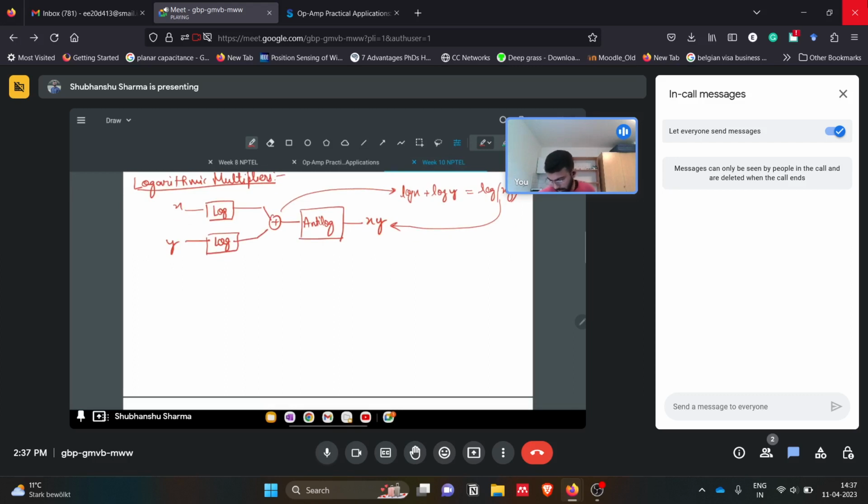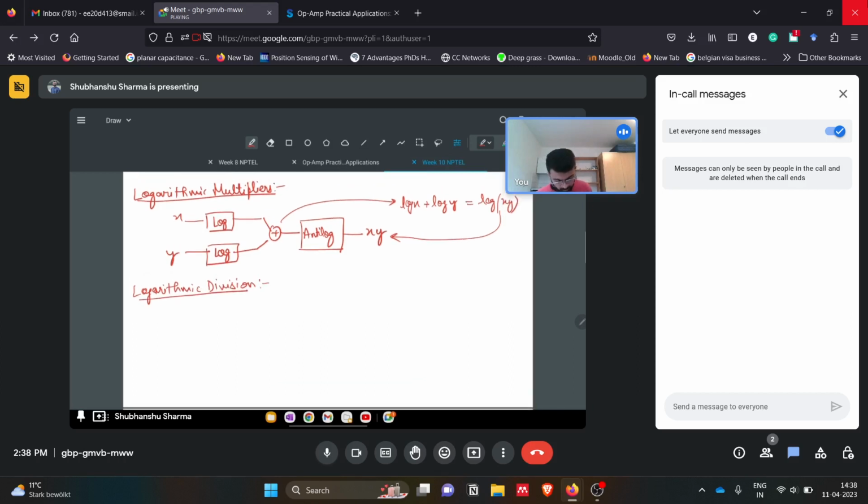In this also, we can have a logarithmic divider, logarithmic division. In this case, instead of an adder we have subtraction.